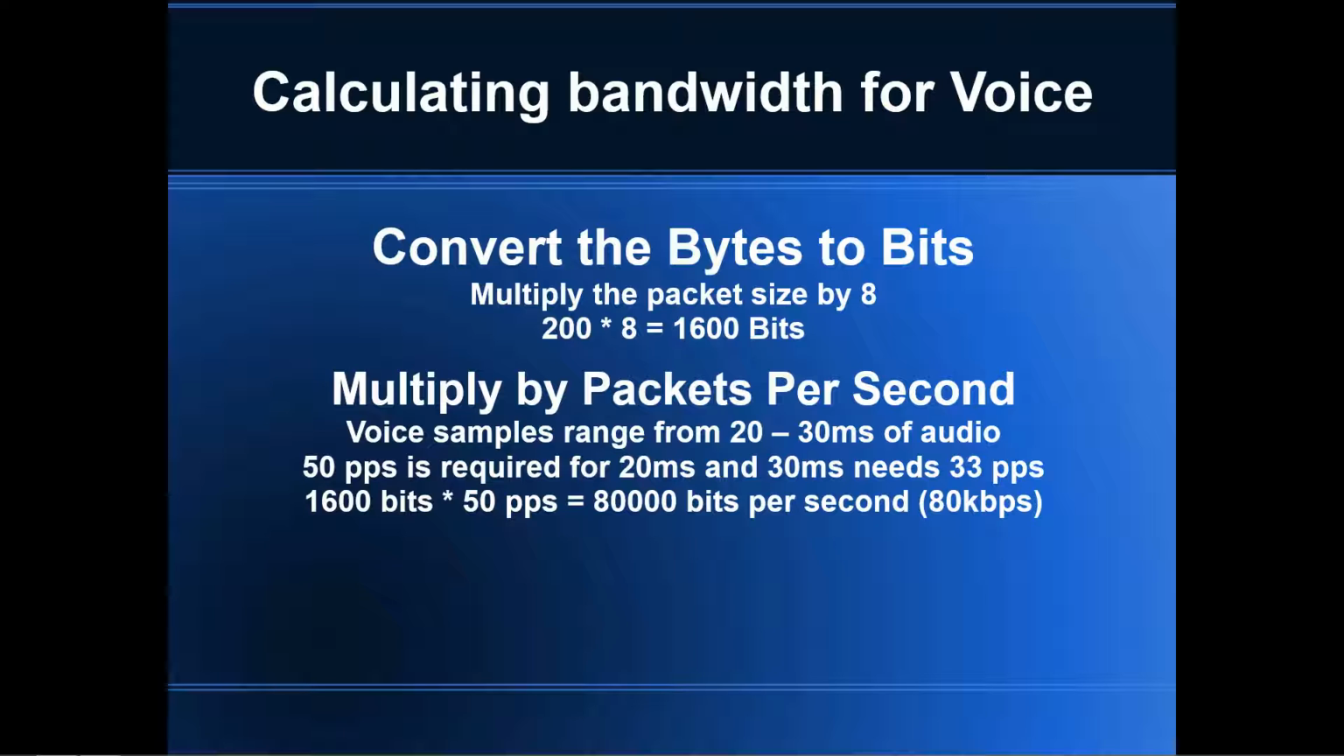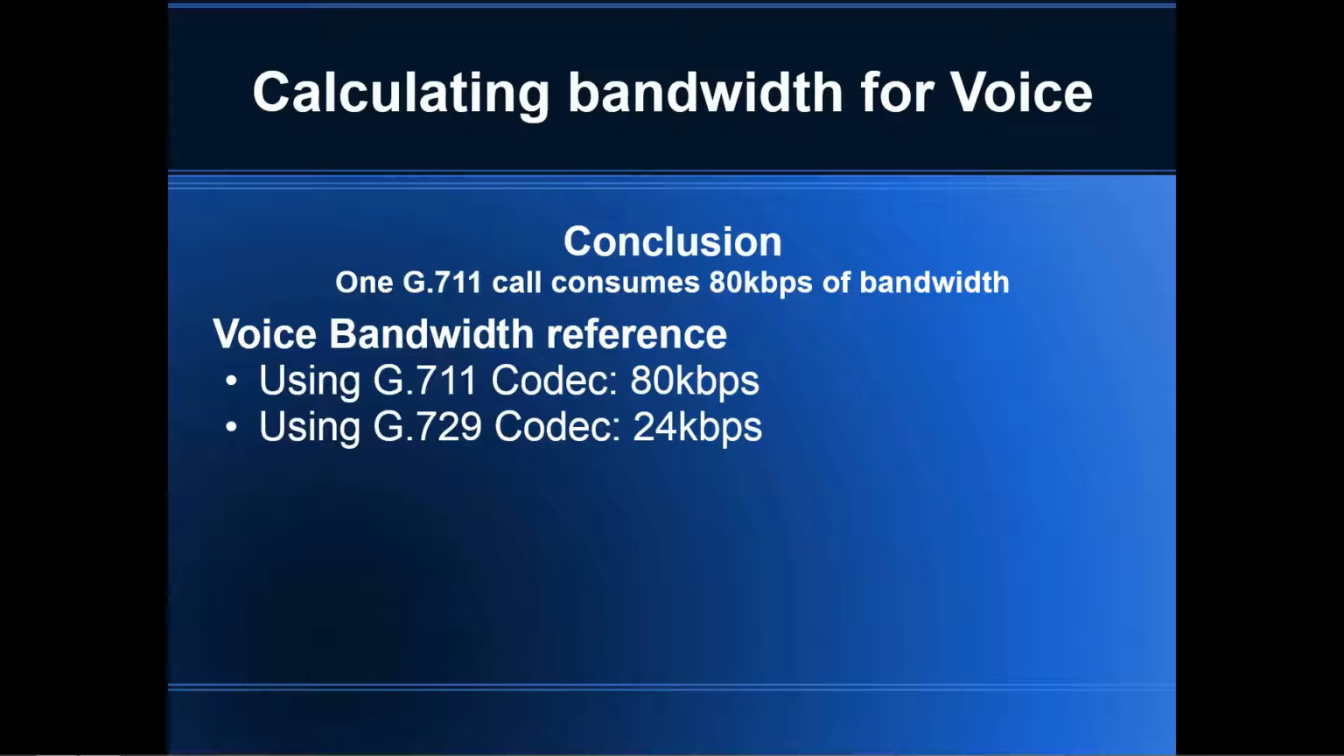So that means for one voice phone call sampling 20 milliseconds, we're going to have at least a dedicated link or a dedicated pathway for our 80 kilobits per second connection. And that's also assuming that we're using a specific codec. The G711 requires our 80 kilobits. If we're using a newer codec, G729, it's 24 kilobits per second. And that's per call. So that's something you need to think about.